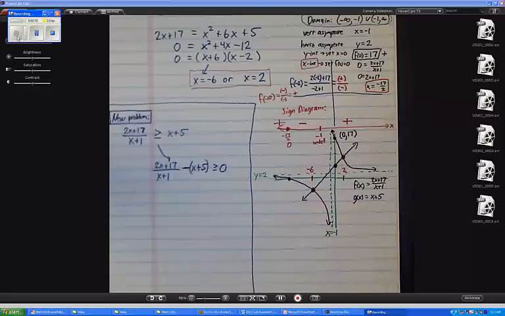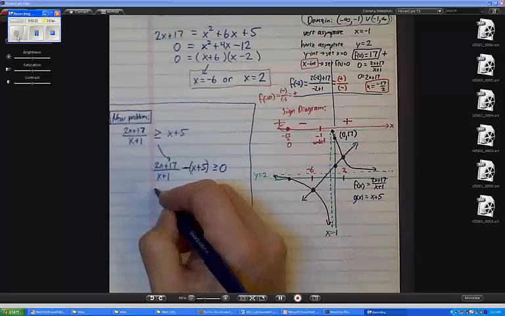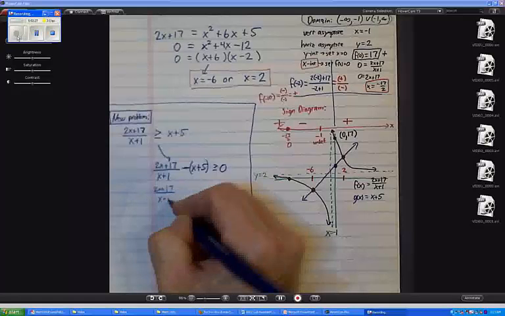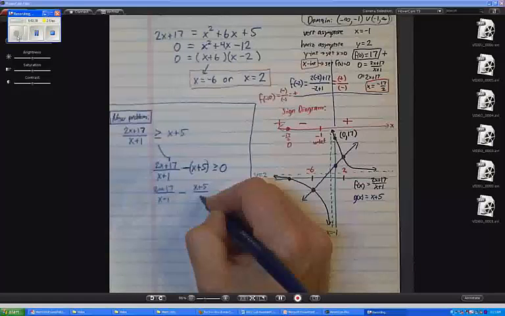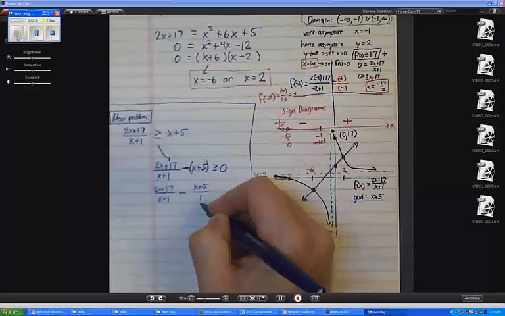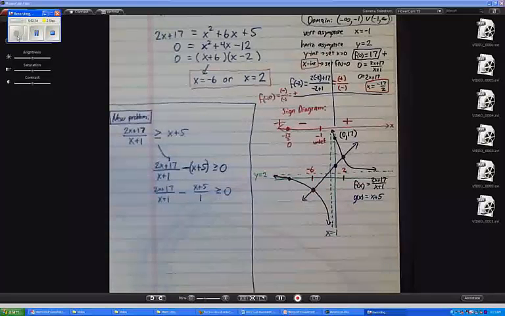Now, can I write x plus 5 as a fraction? How would you write x plus 5 as a fraction? Put it over 1, right? So now my equation says 2x plus 17 over x plus 1 minus x plus 5 over 1 is greater than or equal to 0. And the reason I'm writing it as a fraction is I'd really like to subtract these fractions.